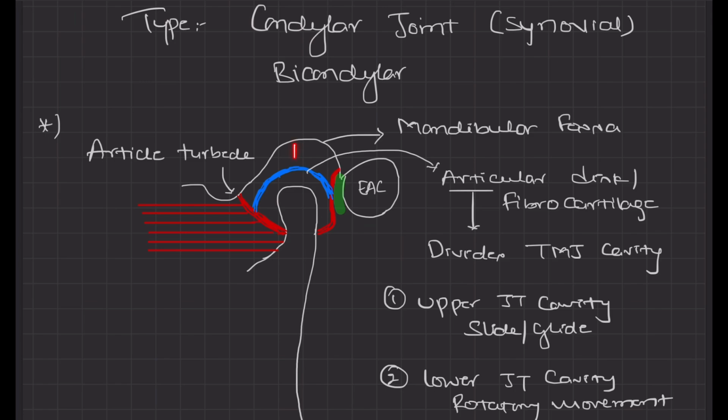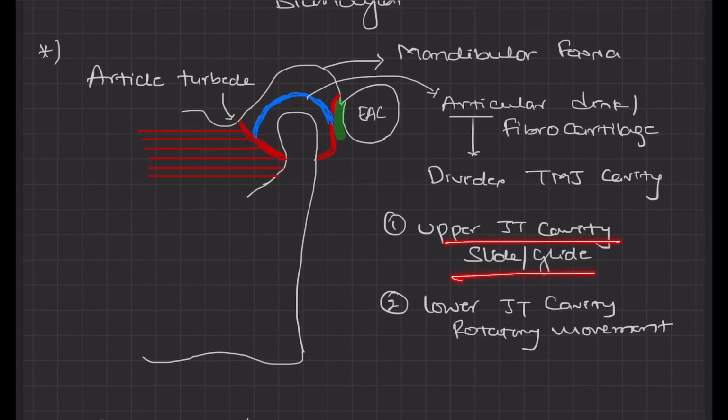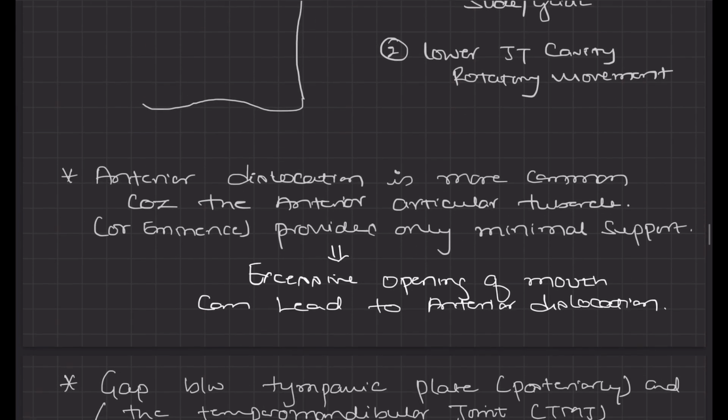Upper is what? Loose and laxative. LL and TT. Loose and laxative. The lower joint space is tense and thick. The upper joint cavity helps in sliding and gliding movements, while the lower joint cavity helps in rotatory movement. Lower joint space is for rotatory movement. Upper joint space is for what? Sliding and gliding movements. So that is what I have written here.